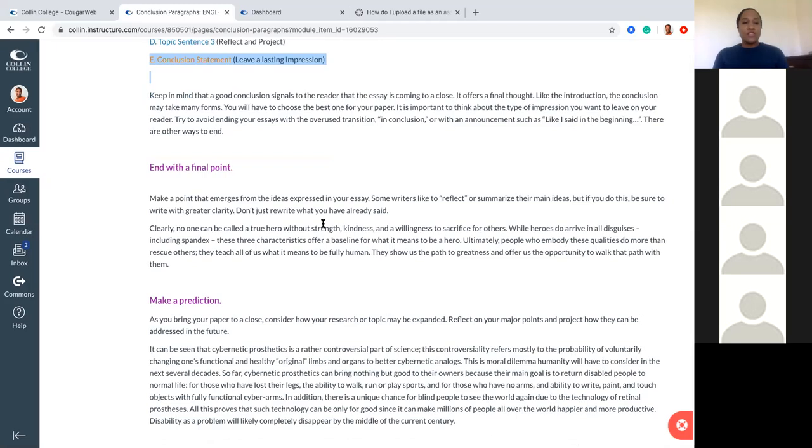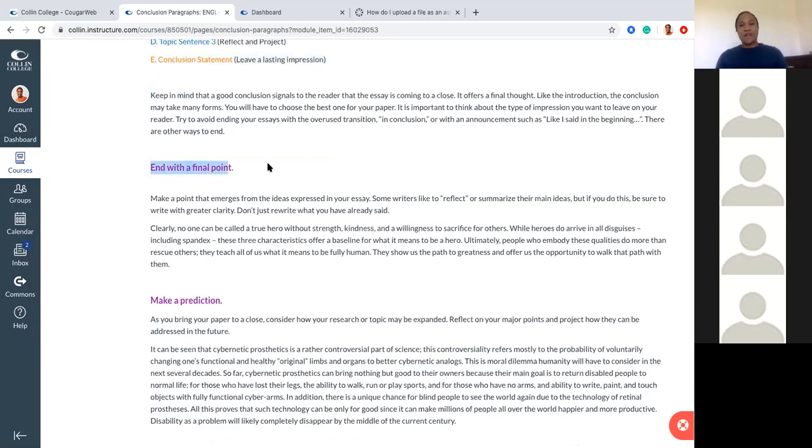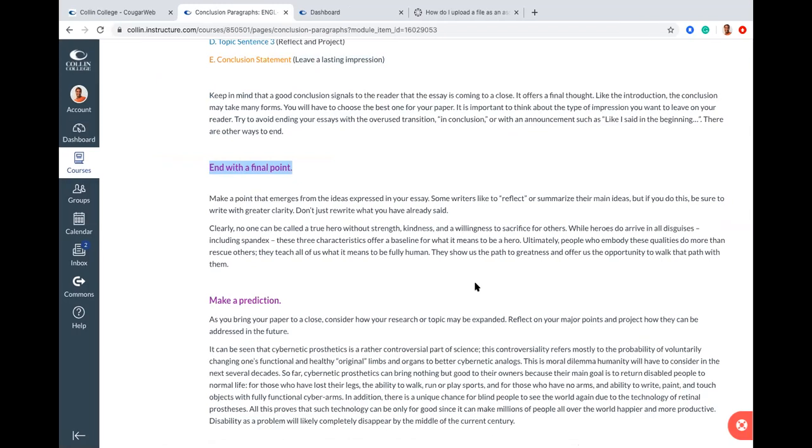So one of the things you want to do, you want to end with a final point. Okay, so that's one way you can end. You just want to make a nice, strong point at the end of your paragraph. All right. So if you think about it, in this sentence, which is this final point, look at this statement. It says, they show us the path to greatness and offer us the ability to walk that path with them. I mean, that's like a really heady thought.